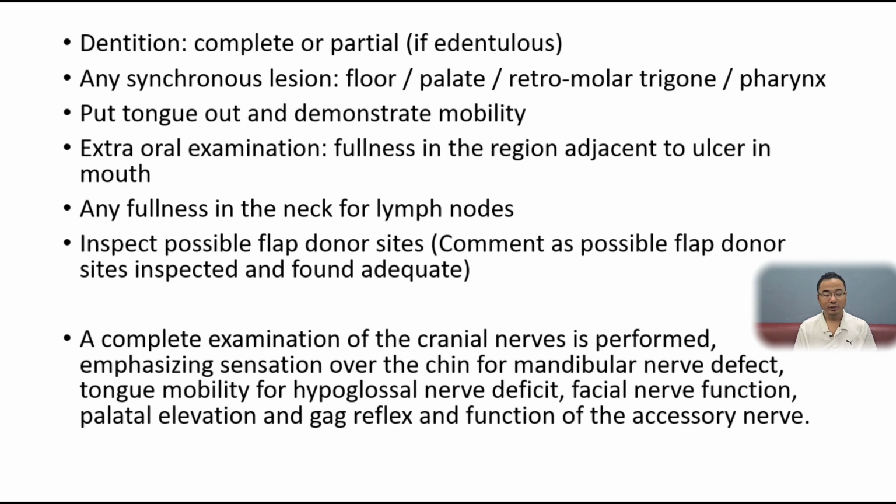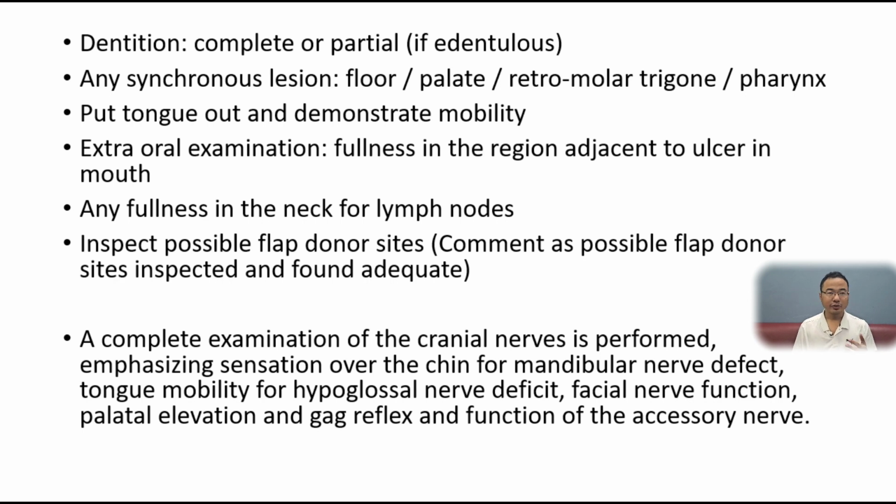If there's any synchronous lesion on the floor, palate, retromolar trigone or the pharynx. Ask the patient to put the tongue out and demonstrate the mobility of the tongue. Do the extraoral examination and comment on the fullness in the region adjacent to the ulcer in the mouth. Any fullness in the neck for the lymph nodes. Inspect possible flap donor sites and comment this as possible flap donor sites inspected and found adequate.